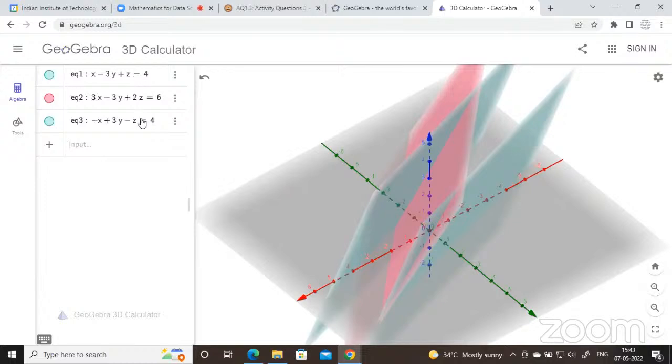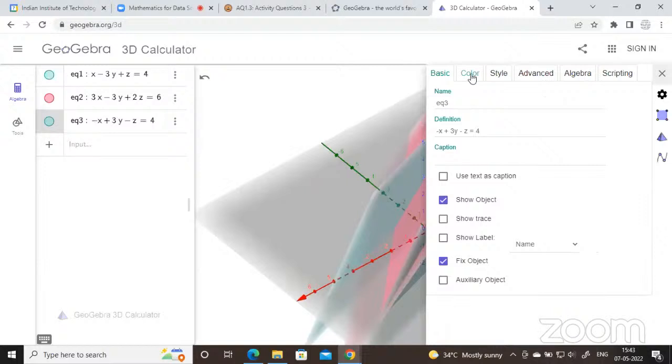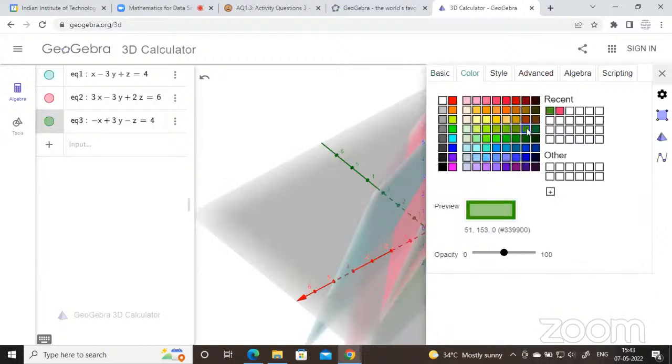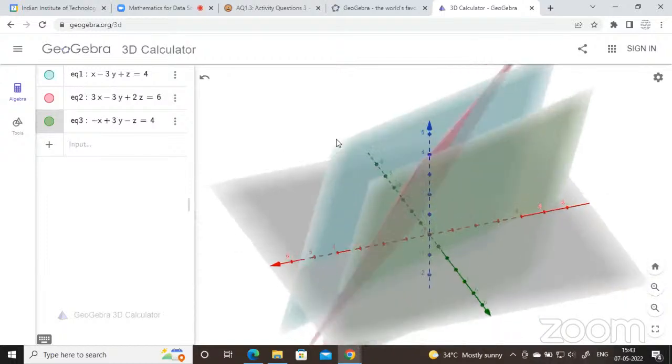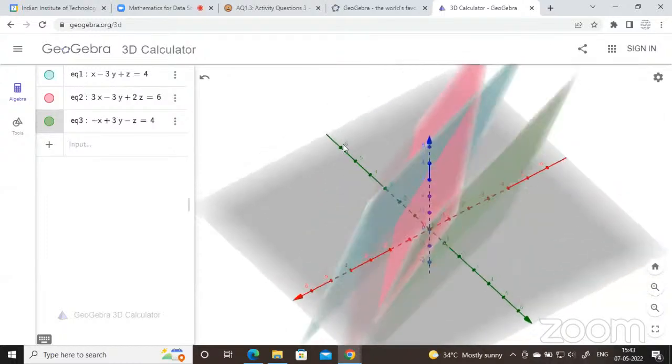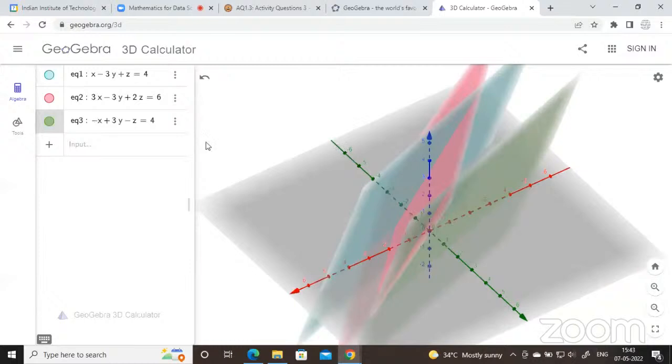Ma'am, in this, did you select the color for the third equation or did it give it automatically because it was parallel? No, it's always blue by default. I haven't changed it. Okay. Now is it clear? Yes, ma'am.